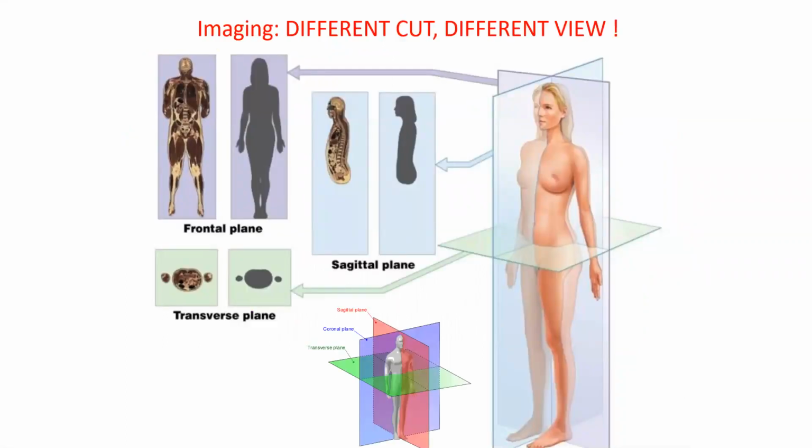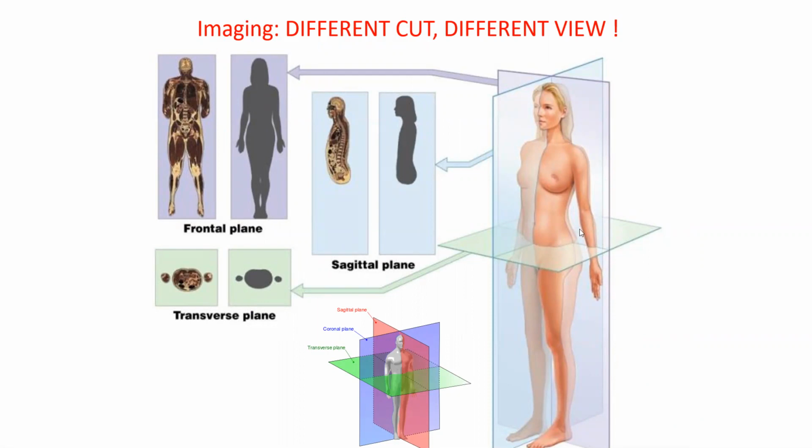There are three main planes in which the body can be divided. This is important, especially when ordering imaging studies, as different imaging studies will require different planes in order to adequately visualize what we are looking for. The three planes are the frontal plane, sagittal plane, and transverse plane.